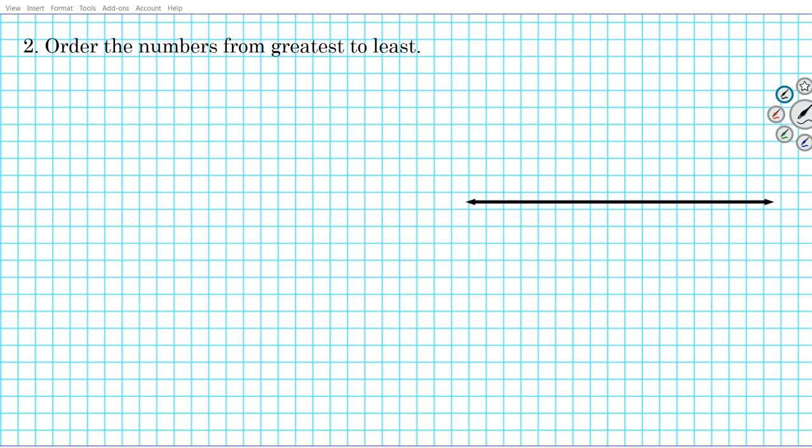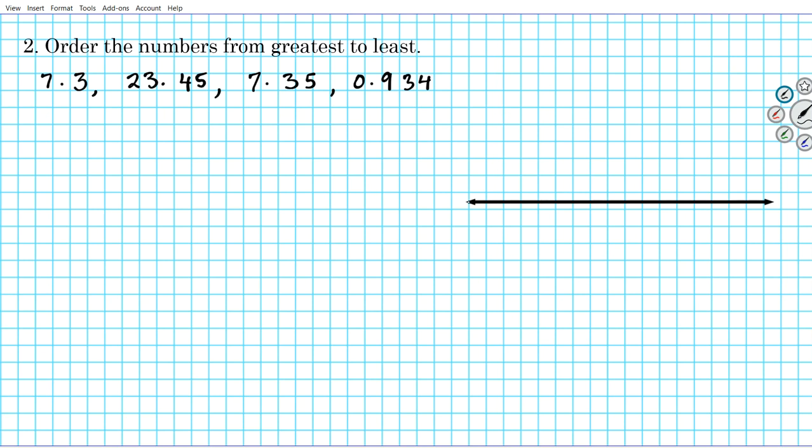Okay, so in question number 2, this time you want to make sure that you follow the instructions. We're ordering from greatest to least, okay? In the other example, we were ordering from least to greatest, so keep that in mind. So let's say we have the following numbers: 7.3, 23.45, 7.35, and 0.934. Alright, so the task is to order these decimals from greatest to least.